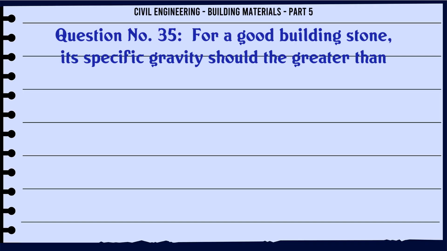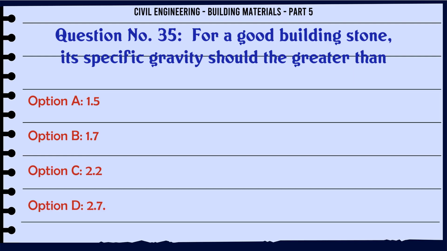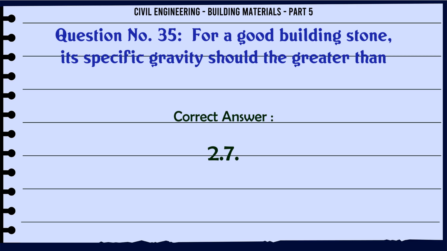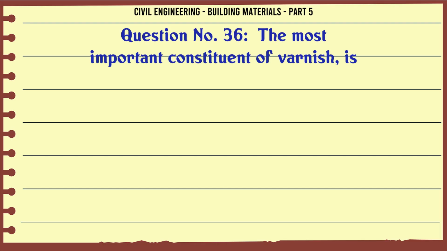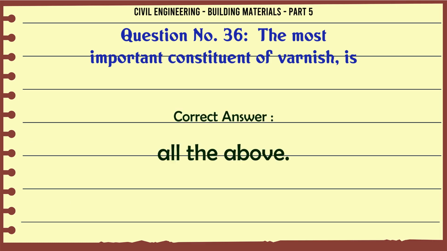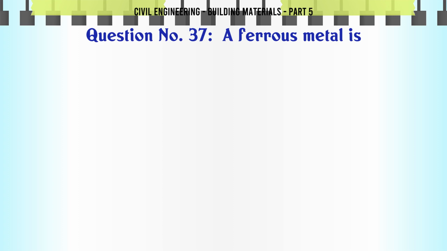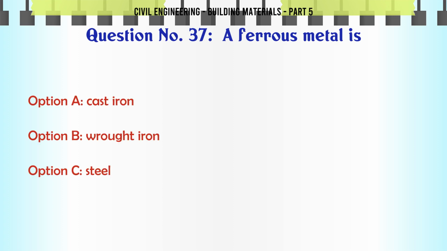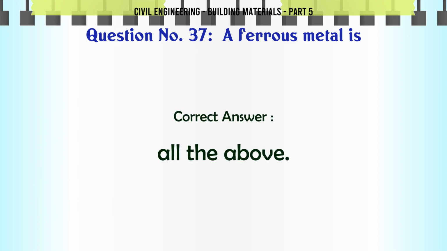For a good building stone, its specific gravity should be greater than A. 1.5, B. 1.7, C. 2.2, D. 2.7. The correct answer is 2.7. The most important constituent of varnish is A. dryer, B. solvent, C. resin, D. all the above. The correct answer is all the above. A ferrous metal is A. cast iron, B. wrought iron, C. steel, D. all the above. The correct answer is all the above.